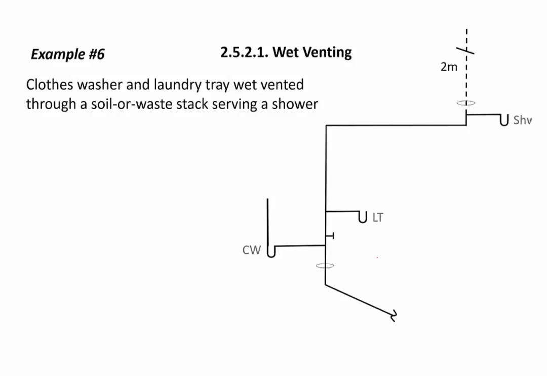Okay, next example, we have a clothes washer and laundry tray on the first floor, first story. And we're going to wet vent those through a solar waste stack that goes up to the second story to pick up a shower on that second story. So we have a solar waste stack here, and we're going to wet vent 2 fixtures on the lower story through the shower.